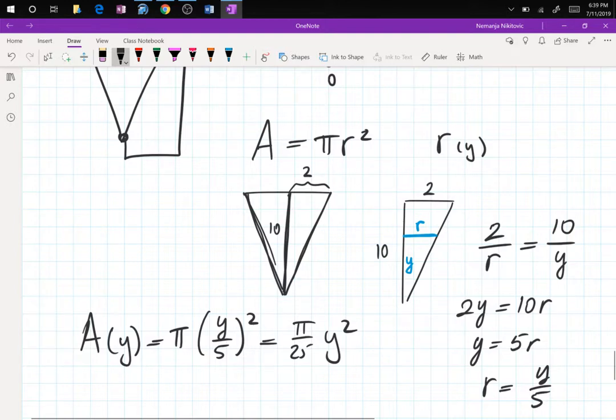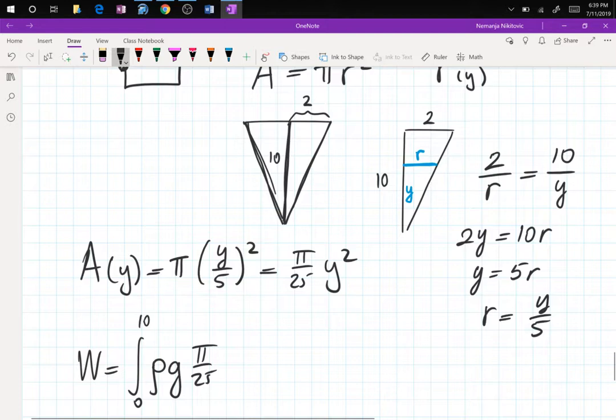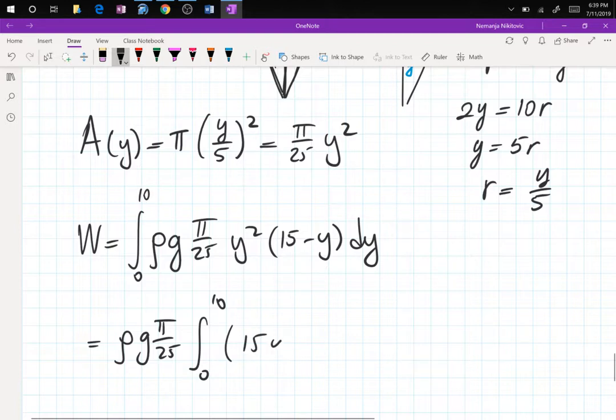And that's what you stuff into the equation. So work done is the integral from 0 to 10 of rho g, g rho, whatever, and now you have your pi over 25 y squared times 15 minus y, dy. This is equal to rho g pi over 25 times the integral from 0 to 10 of 15y squared minus y cubed dy.